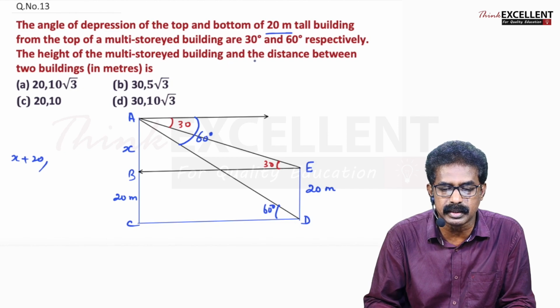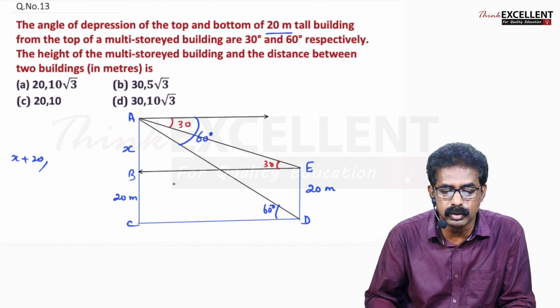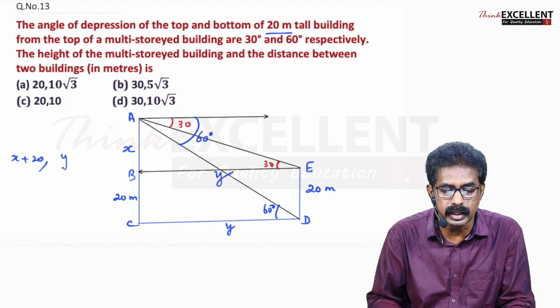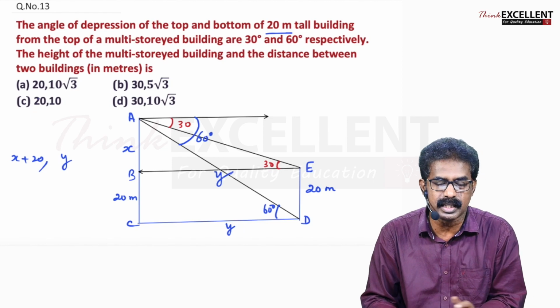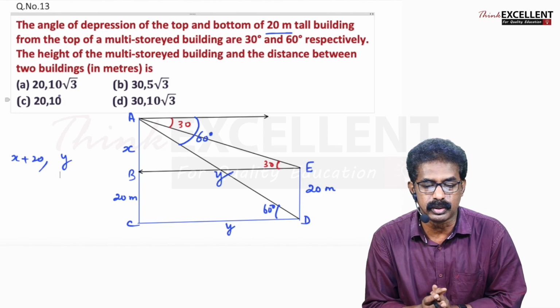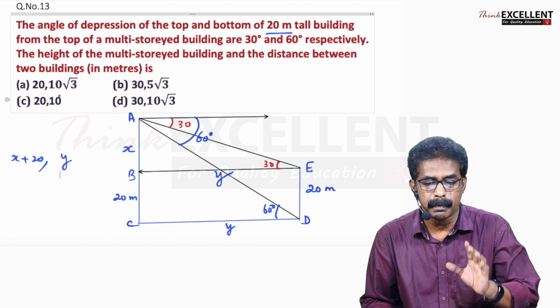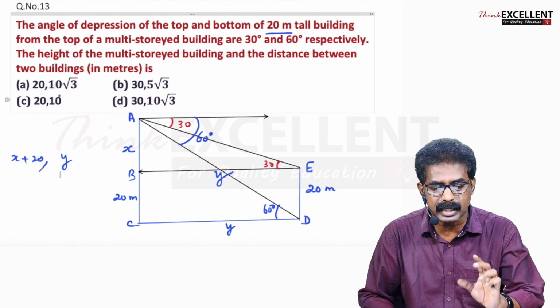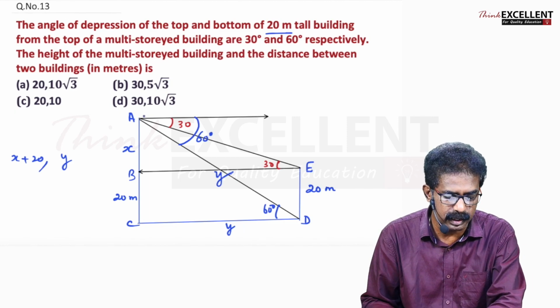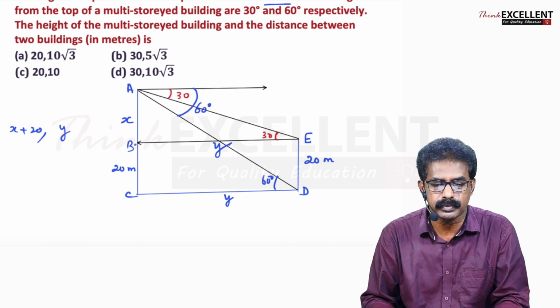And the second one is the distance between the two buildings, that is between C and D. I'm taking that as Y. So this is also Y. Y is the second answer. So two answers they are asking for, right? The first alone is not enough; both first and second you have to find. The height of the multi-story building is X plus 20, and the distance between them is Y. Okay, now let us see how to do this.